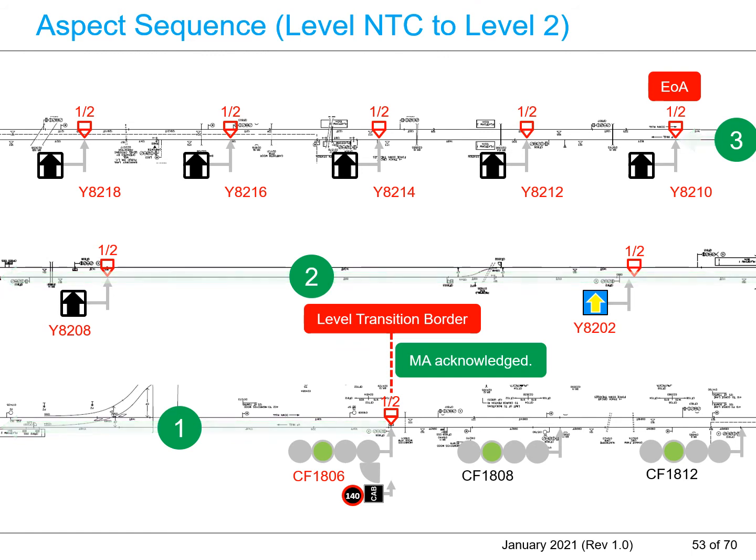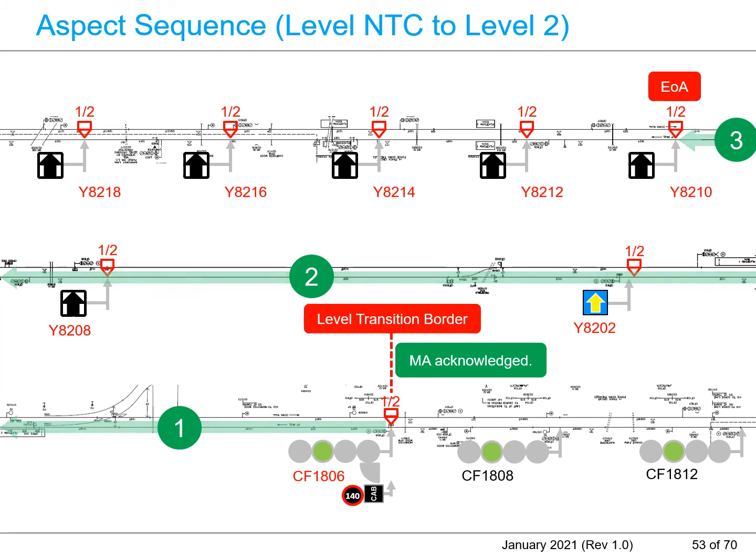When the EOA is at the end of the 3 block sections, beyond the final signal in the level NTC 4 aspect signaling area, the final signal will indicate green aspect. The green aspect of the 4 aspect sequence provides information to the train driver that there are more than 2 block sections beyond the signal.